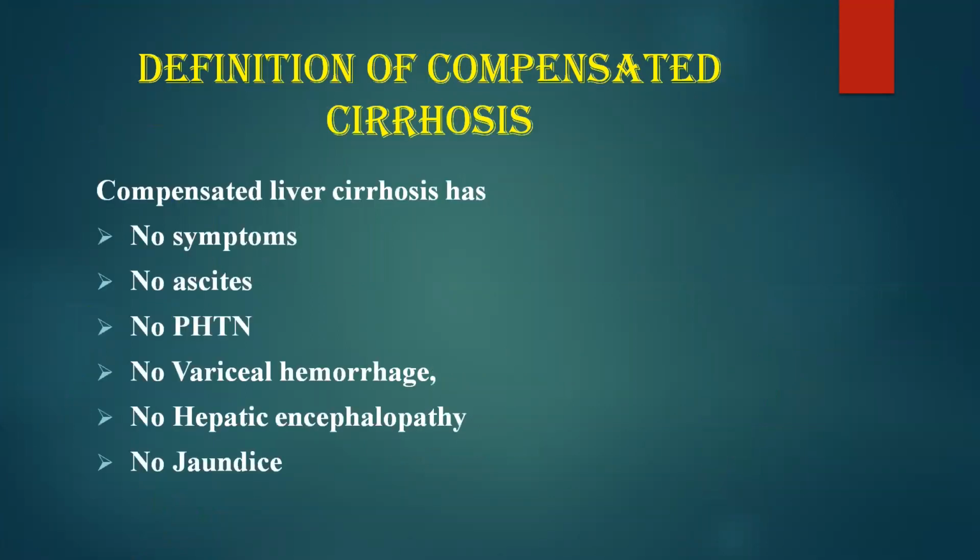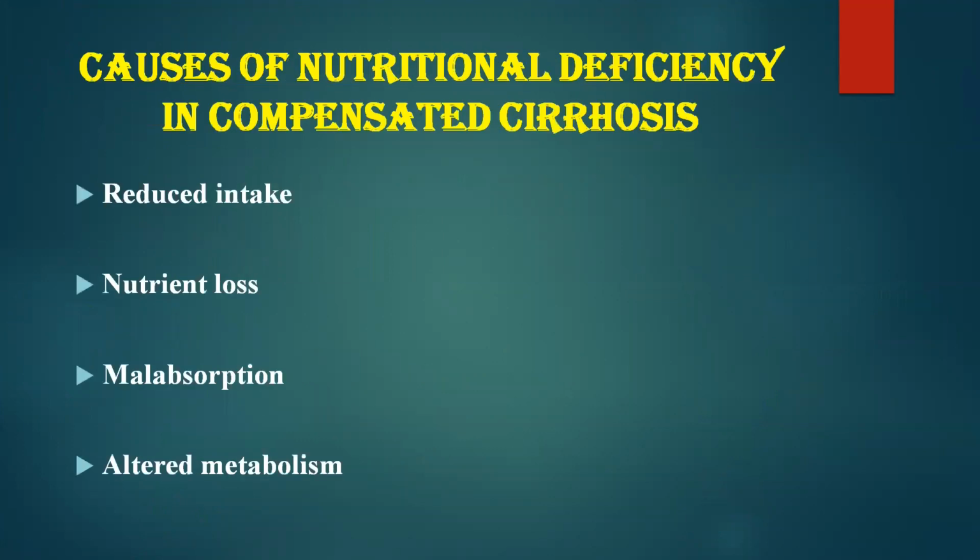So definition of compensated cirrhosis has already been talked about by the previous speakers. It has no symptoms, no ascites, no portal hypertension, no variceal hemorrhage, no hepatic encephalopathy, and no jaundice. Causes of nutritional deficiency in compensated cirrhosis are reduced intake, nutrient loss, malabsorption, and altered metabolism.